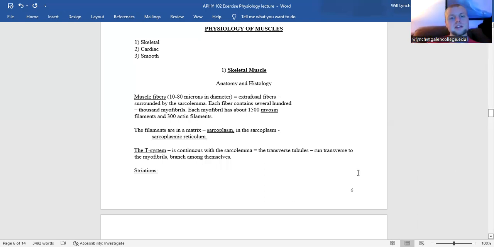The filaments are going to be inside of the matrix of the muscle cell, which is known as the sarcoplasm. Inside of that is the sarcoplasmic reticulum, which contains the calcium ions. The T system is what allows for the conduction of the electrical signal of the impulse from the neuromuscular junction through the muscle fiber. So the T system is going to be the T tubules, which is continuous with the sarcolemma, runs transverse to the myofibrils, branching among them.